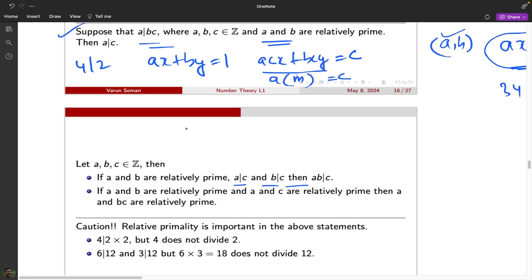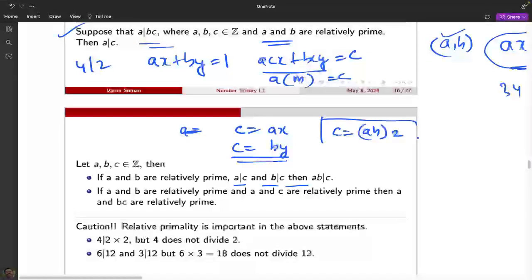Okay, so A could be written as so C can be written as some multiple of A, right? So C could be written as some A into X, and again C could be written as some B into Y. Okay, C is a multiple of A, and B divides C means they are multiples of this X, B, A as well as B. I have to show that AB divides C. I have to show that C is equal to AB into some value, maybe some Z. I have to find a relation like this. That is what I am going to do here.